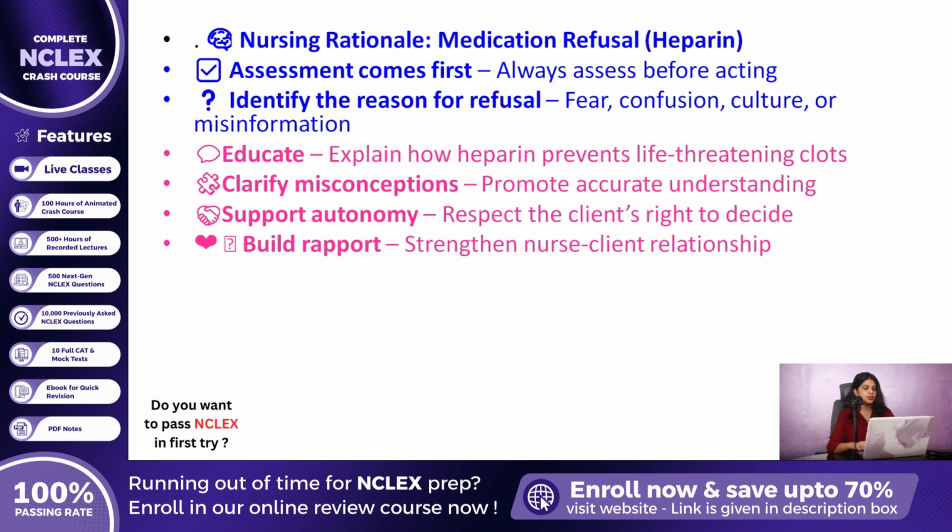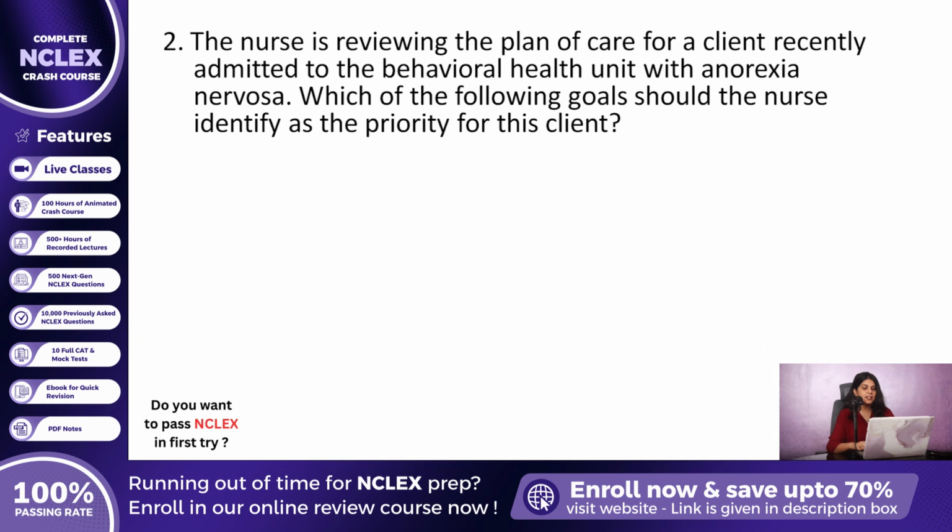Now let us move on to question 2 involving priority setting in a behavioral health scenario. The nurse is reviewing the plan of care for a client recently admitted to the behavioral health unit with anorexia nervosa. Which of the following goals should the nurse identify as the priority for this client?